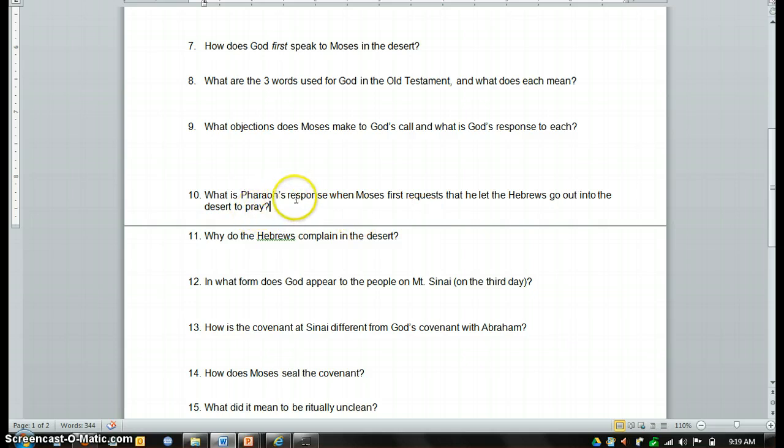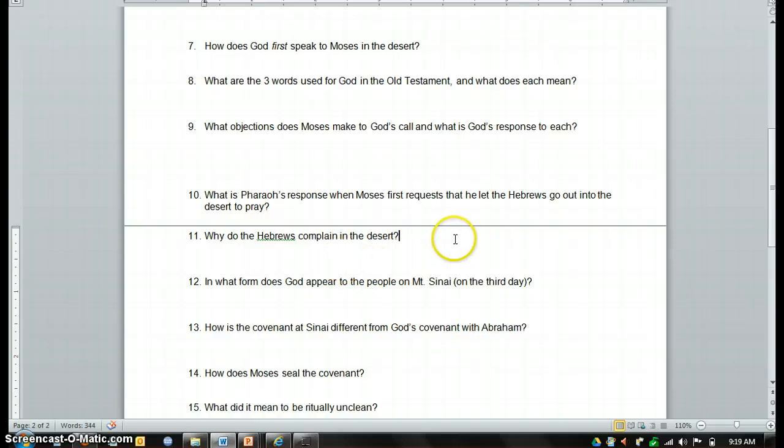What is Pharaoh's response when Moses first requests that he let the Hebrews go out in the desert to pray? He's like, heck no, you can't do that. They're lazy, and he increases their work even more and makes them make their bricks that they always had to make, but he doesn't give them the straw. So they have to do more work with the same, and they're expected to keep up the same quota of bricks that they were making.